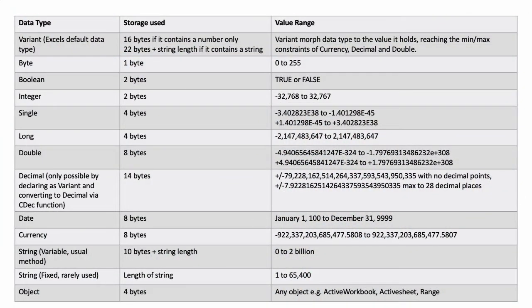So what are data types? Data types are what you declare your variables as when you first declare them. So when you're using the keyword Dim, so Dim word As String, for example, that's declaring the variable word as a string. So these are all the different types of variables that are possible in VBA.